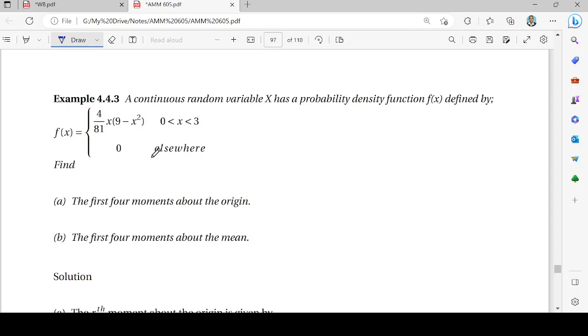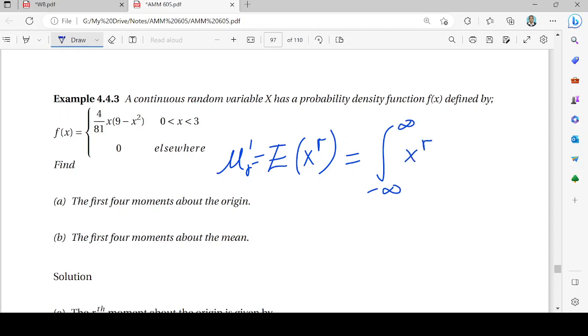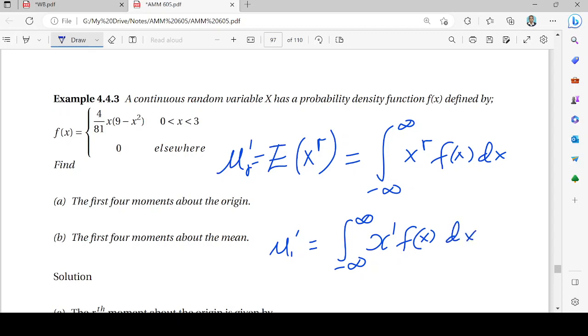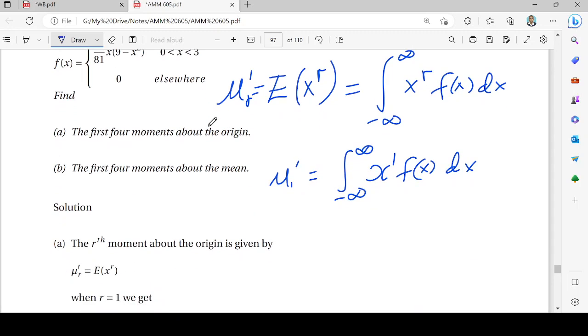The moments about the origin. See that the moment about the origin, mu r, is given by the expected value of x raised to the power of r, which is the integral from negative infinity to infinity, x raised to the power of r, f of x dx. So when we find the first moment, it will be the case where r is 1, and we get the integral from minus infinity to infinity, x raised to power 1 times f of x dx. But our function here ranges from 0 to 3. That's only the region where the non-zero values occur. So in this case, we shall integrate from 0 to 3.